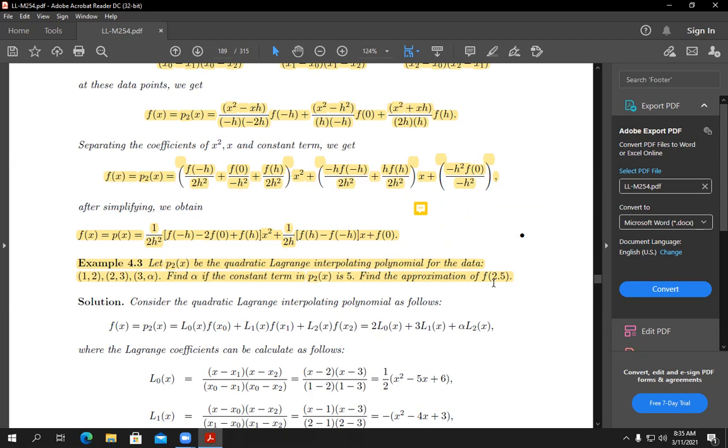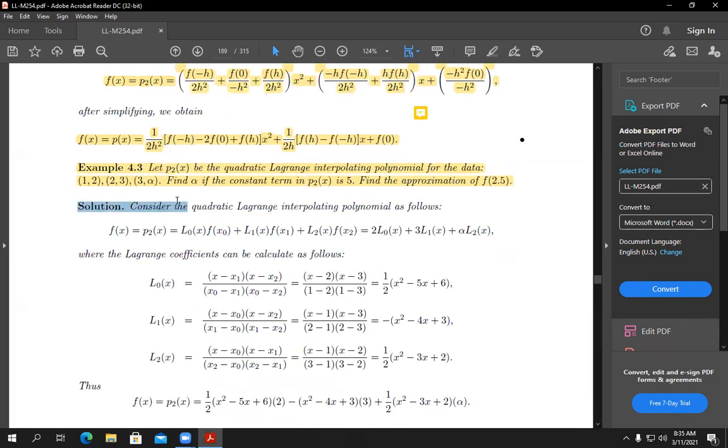And when you know the value of alpha, he can give you the next question: find the approximation of the function at 2.5. Now you can see what data is given: 1, 2, and 3. And what is your x given? 2.5. And this is interpolation because 2.5 is between 1, 2, and 3 we have here.